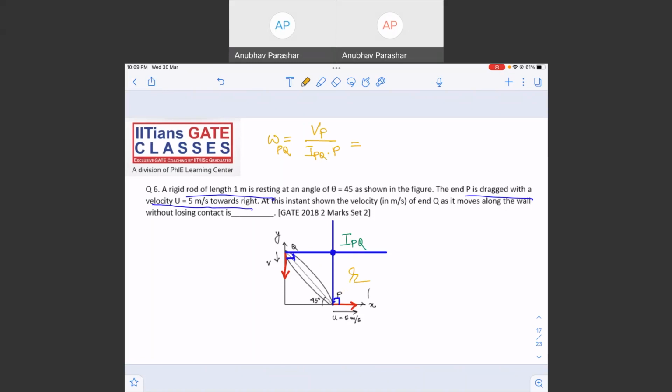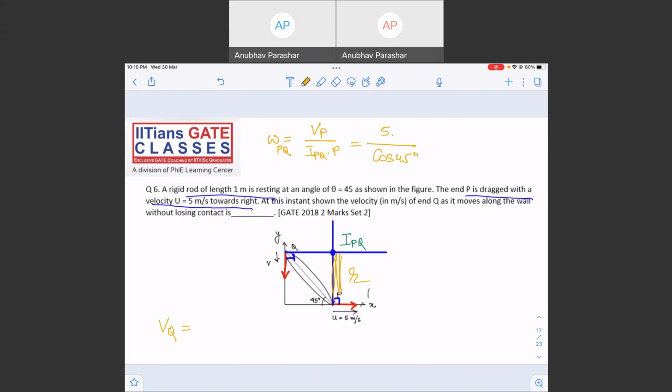So what is VP now? VP is equal to 5, it is given, that is equal to u, divided by this distance. Now what will be this distance? This angle is 45 degrees. So can I say this is 1 cos 45, or simply cos 45 degree? This is omega PQ.